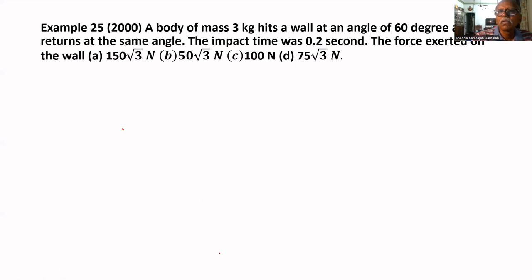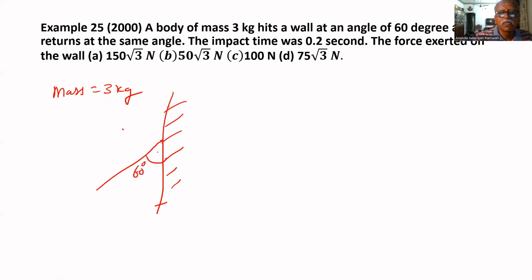Yes, sir. Okay. A body of mass 3 kg hits a wall at an angle 60 degree. This is the wall. It hits the wall at 60 degree and returns at the same angle, 60 degree. The impact time was 0.2 seconds. The force exerted on the wall equal to how much?